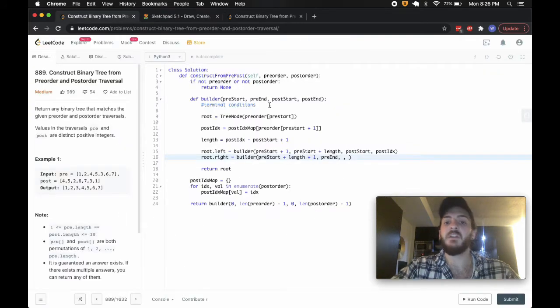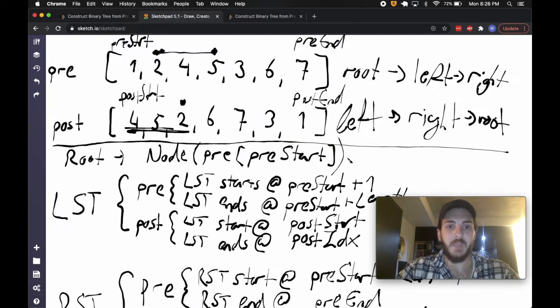Now, again, finally, we're going to need to do this for the post order as well. The post order is going to start at this 6, which was equal to post index plus 1.